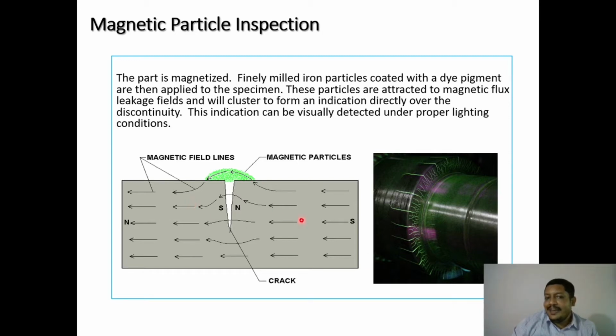Magnetic field lines, if there is no discontinuity, will move in a continuous fashion. Wherever a discontinuity takes place, you can see this is the north and this is the south pole. Here again, a discontinuity will create flux leakage. This flux leakage will change the direction or orientation like this. So if you light those areas, you are able to obtain that discontinuity. That is called magnetic particle inspection.